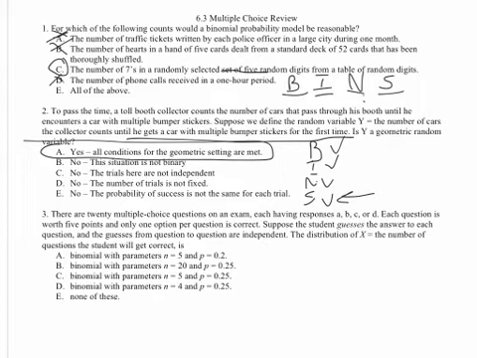Number 3, there are 20 multiple choice questions on an exam, each having responses A, B, C, or D. Each question is worth 5 points and only one option per question is correct. Suppose the student guesses the answer to each question, and the guesses from question to question are independent. The distribution of x, which is the number of questions the student gets correct, is what?